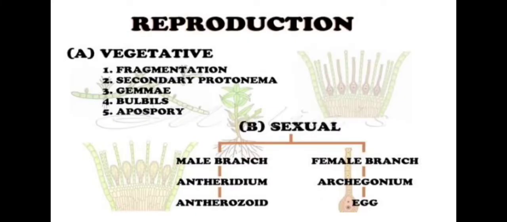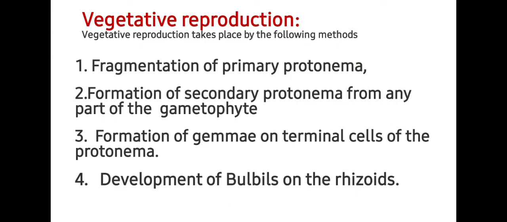Next is reproduction. Here both vegetative and sexual reproduction takes place in Funaria, and the vegetative reproduction takes place by fragmentation, secondary protonema, gemmae, bulbils and by apospory. So these are the common method of vegetative reproduction, while the sexual reproduction takes place by involving syngamy and meiosis. And you see male branch and female branch are present on the same plant, producing antheridium and archegonium, finally producing antherozoids and egg. So let's understand these in detail.